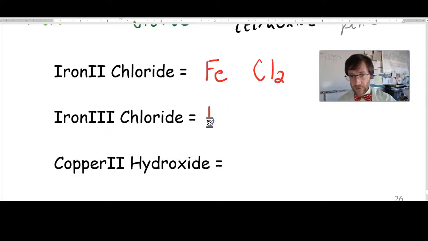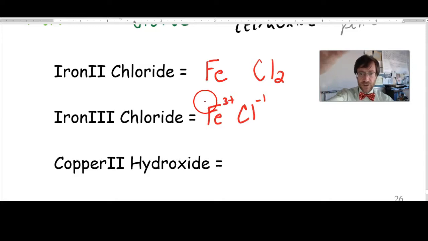We're going to have iron, but this time it's going to be a 3+, and chloride. Still a -1, always going to be a -1. Then we take our charges, drop and swap, cross them over. First you drop and then you flippity flop. So if you got a 3 for your iron, you make it a subscript 3 for your chlorine. If you have a -1 charge on your chlorine, you drop that over as a 1 on your iron. There you go. That's iron 3 chloride.